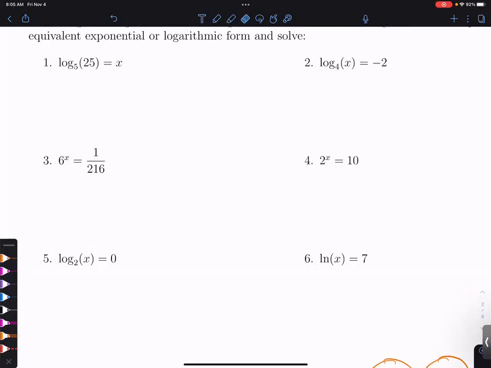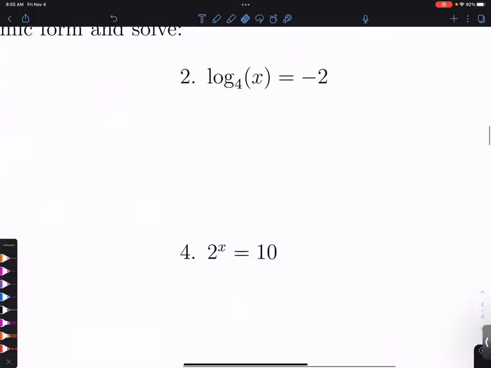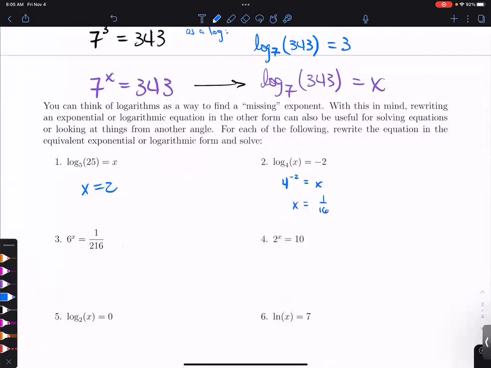First one's just an evaluation, right? You don't have to do anything. 25 is 5 squared. All right, how about number 2? There we got to actually do something. The log base 4 of x is negative 2. What does that look like if you rewrite it? Yeah, so go for it, Logan. 4 to the negative 2 is x, so x is 1 over 16. Right? Okay, how about 3?